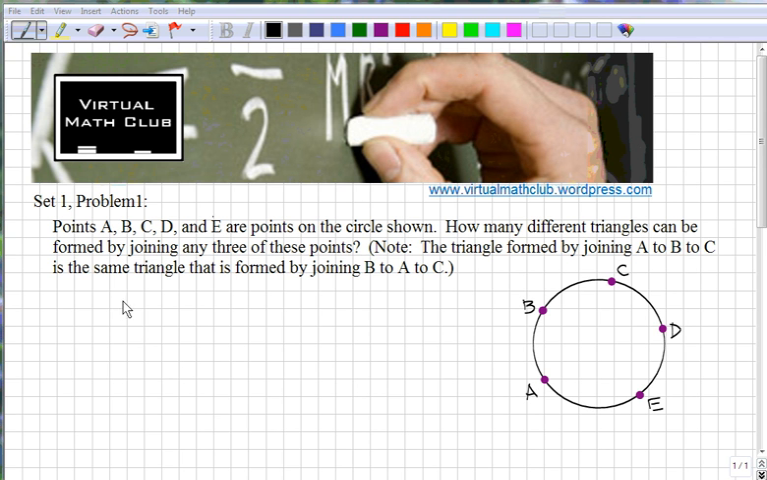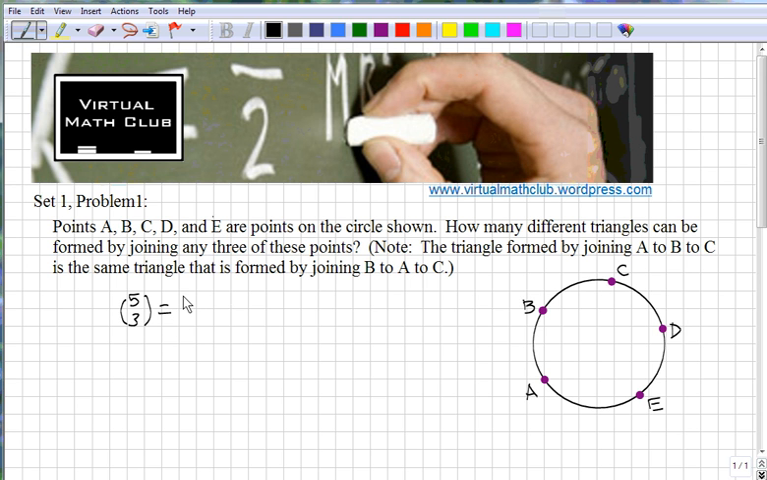Alright, I want to show you one more method for solving problem number 1 using combinations. And again, the problem is to find the number of triangles that we can form with these 5 points on the circle. In order to form a triangle, we just have to choose 3 points, and automatically, if we connect those up, we'll make a triangle. So we're trying to find the number of ways to choose 3 points from 5, which is a classic combination problem, and we would write that as 5 choose 3.